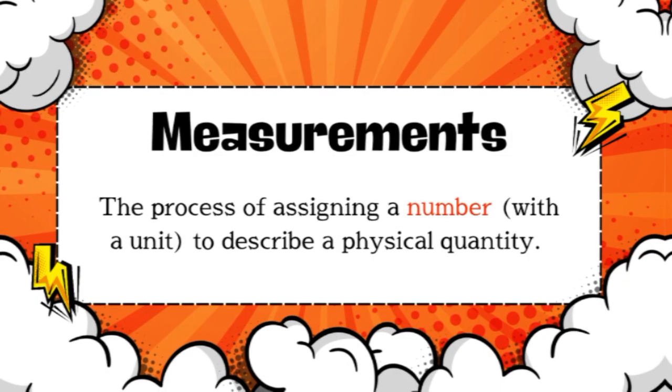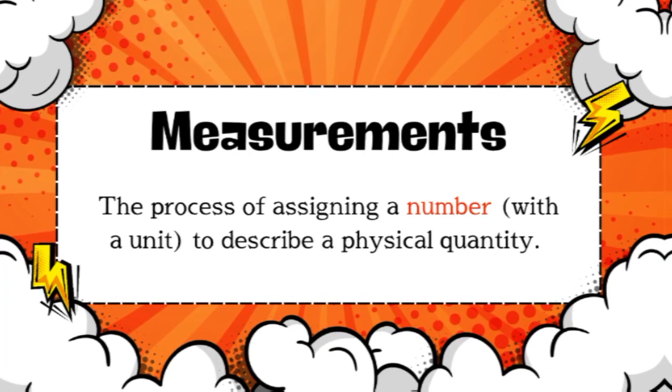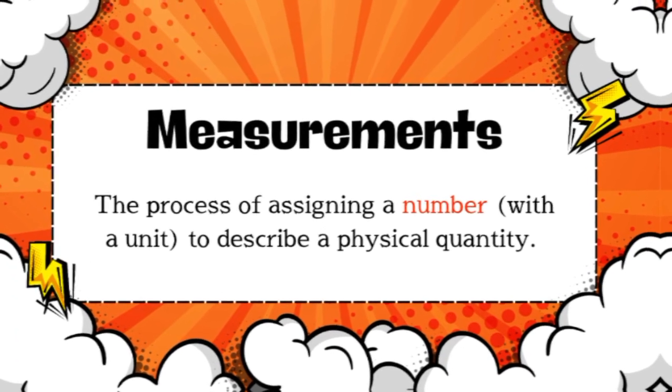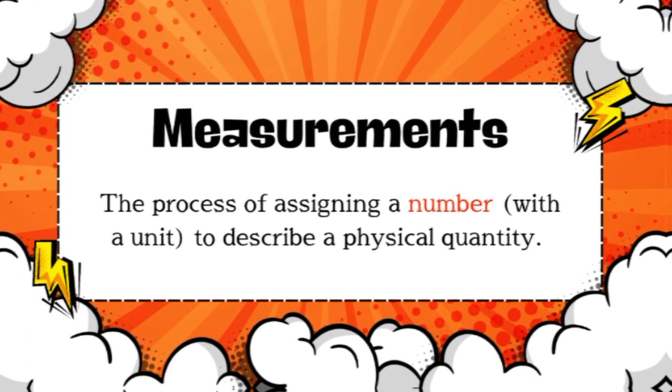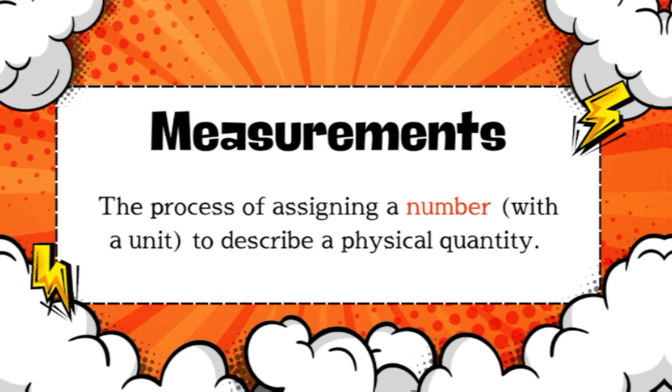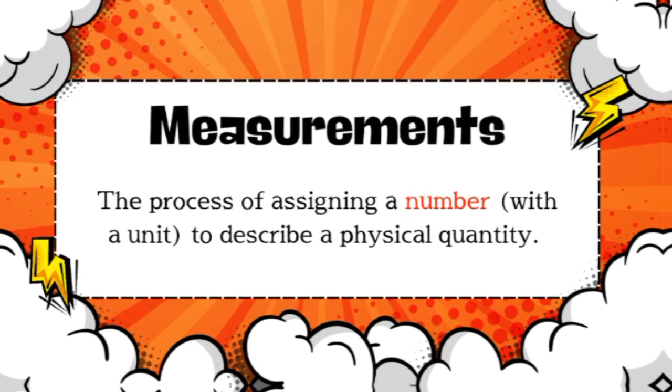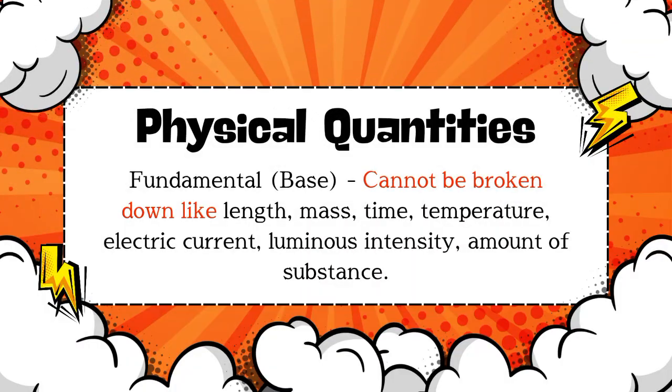Let's break down measurements and vectors, a conceptual overview in a simple way. Measurement is the process of assigning a number with a unit to describe a physical quantity. Physical quantities: 1. Fundamental or base quantities. These cannot be broken down into anything simpler. Examples include length, mass, time, temperature, electric current, luminous intensity, and amount of substance.